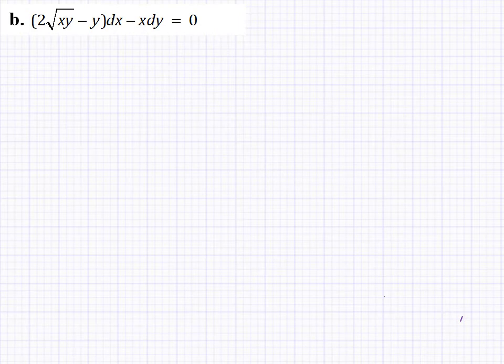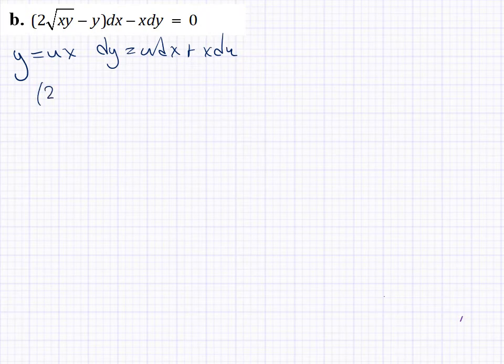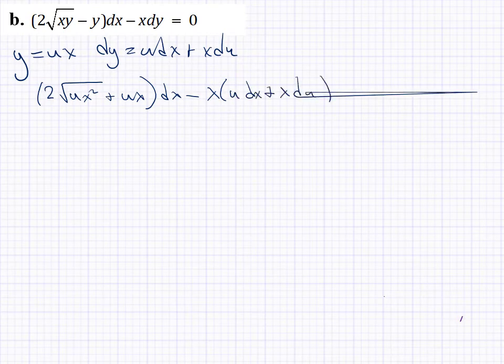I'm going to use the same substitution again, that y equals ux. So then dy equals u dx plus x du, in which case we're going to get 2 times the square root of (ux squared plus ux) dx minus x times (u dx plus x du). And if my computer would stop acting up, we'd be able to do this a lot better. There we go.